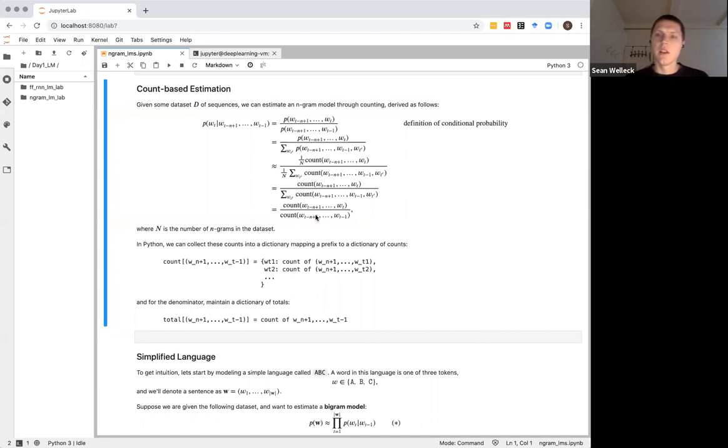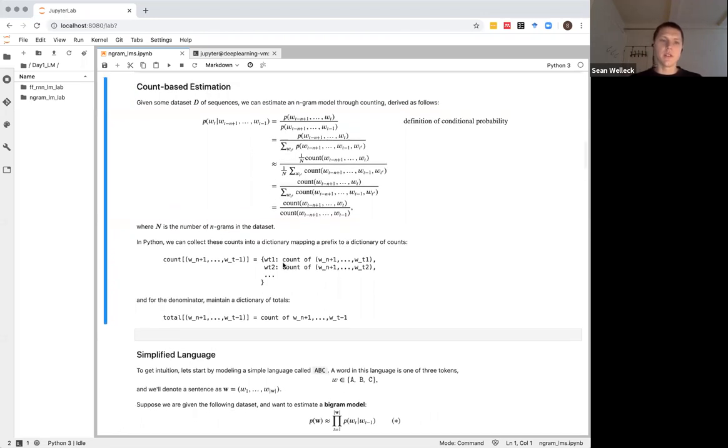Okay? And so now in this lab, we're going to actually implement this. And since we're just counting words, you can just create a Python dictionary which maintains these 2 different types of counts for the numerator and for the denominator.